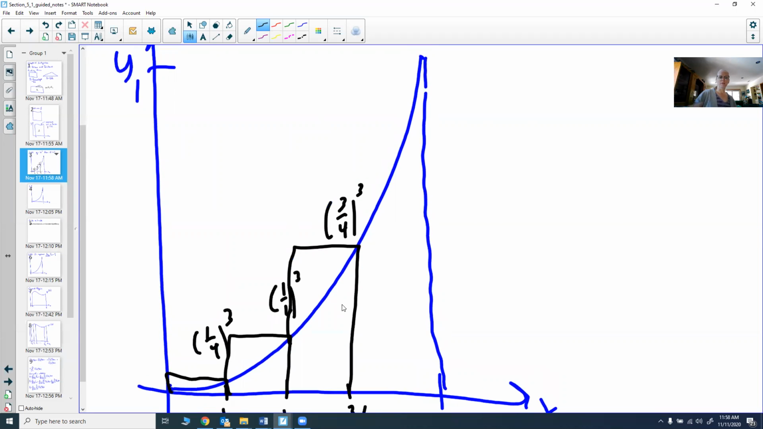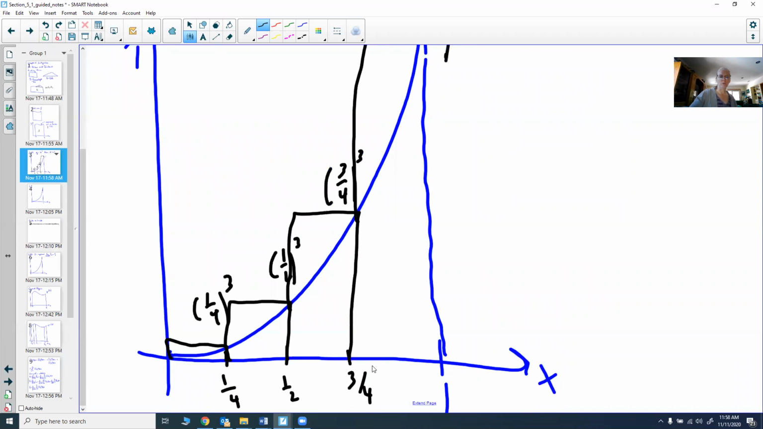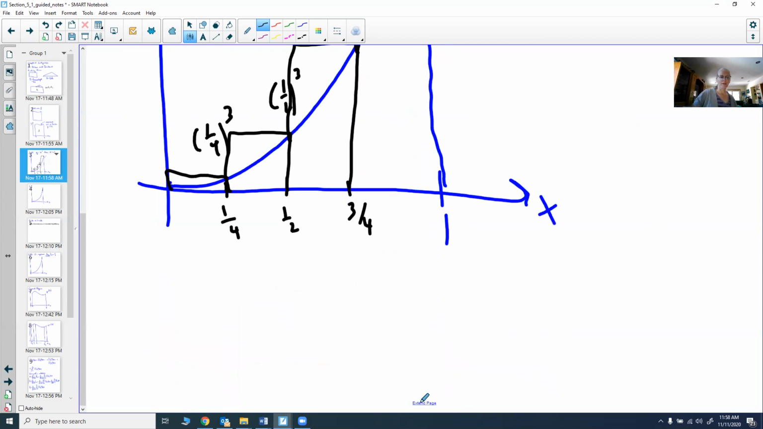And we can keep going with this. We can come up at the last place, come all the way up from here at 1, come all the way up to where it hits the graph, come over and down, and we can find the area of this rectangle. And of course, the height here is just 1 cubed, or 1, and the length of the base is just 1/4. So we can actually find that and find what that equals.